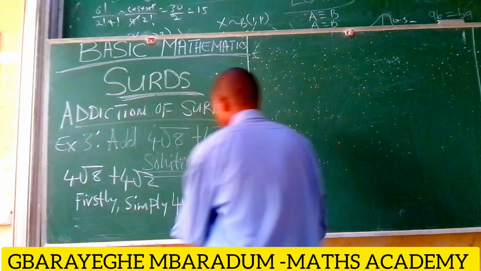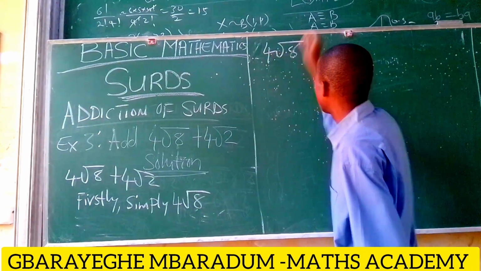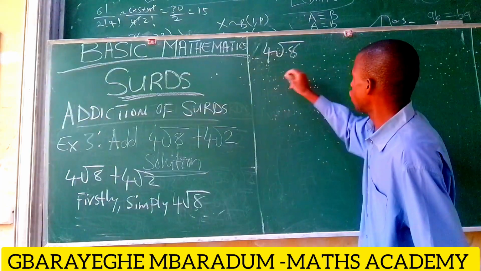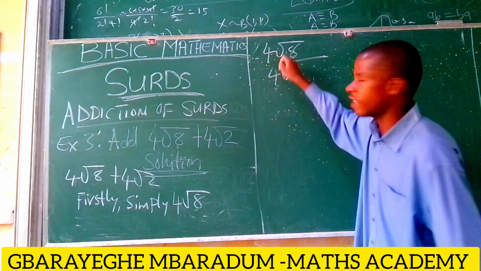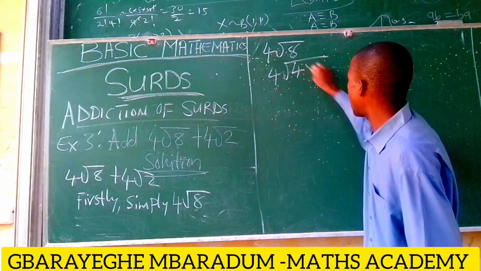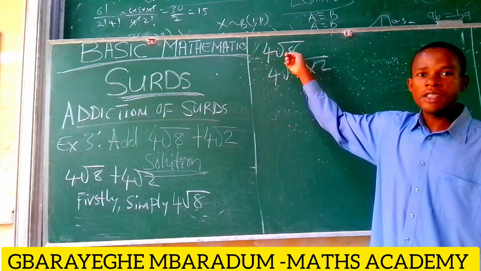Now, for us to simplify this guy, 4 root 8. 4 root 8 is going to give us what? You see our 4 here, right? You know that root 8 is the same thing as root of 4 times 2, right? Because we are trying to simplify this guy.